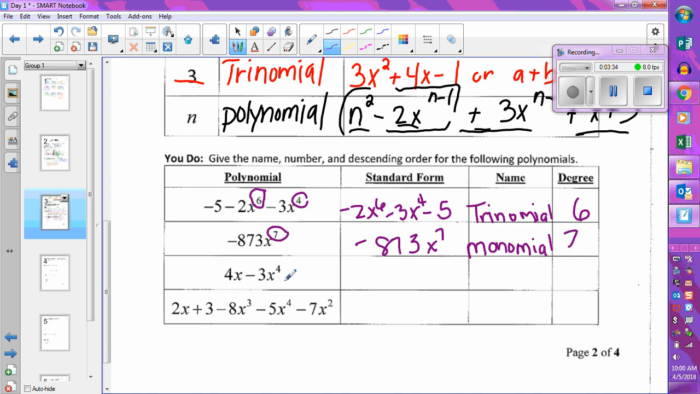So now we're going to go down to this next one. You know what? Let's skip this one. I'm going to put a star next to this. You guys can do this by yourselves. But I'm going to move on to this one. This one is a little bit longer.